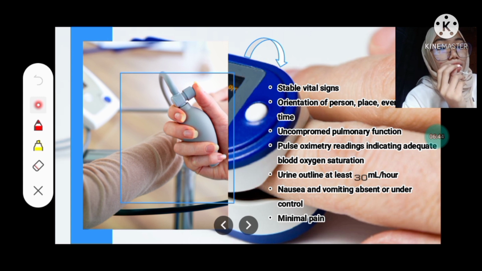Kailangan dapat ma-check natin kung yung pasyente natin hindi nagsusuka-suka or nakakontrol na yung pagsusuka niya or hindi na talaga, wala na tayong makikitang symptoms na ganong klaseng symptoms. And then minimal pain. So minimal pain yung hindi na masyadong masakit. We're going to ask the patient through subjective and objective. We're going to observe the patient and ask the patient what she feels, if she feels pain in her or his wound.